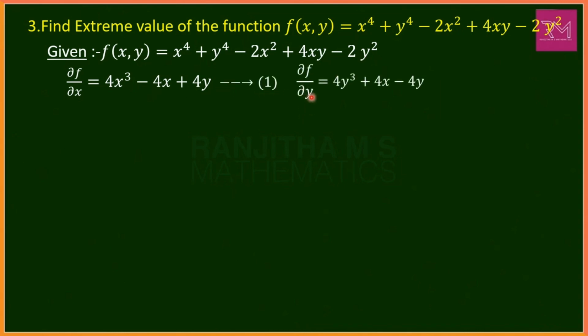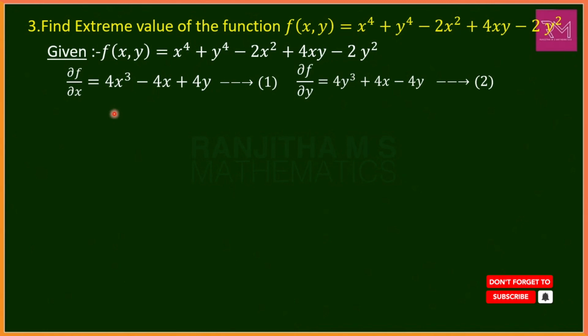Similarly, for del f by del y, we have to treat x as constant. The differentiation of y power 4 is 4y cube, this term becomes 0, plus here we treat 4x as constant and the differentiation of y is 1, hence we get 4x. Minus 2y square, whose differentiation is 2 into 2y, hence we get 4y. Consider this as equation number 2.